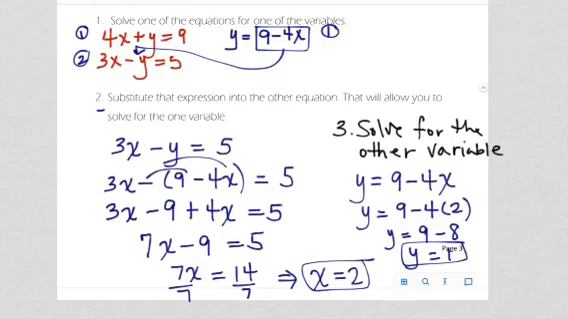Do you remember what the graph told us the solution would be? Let's go back and look.